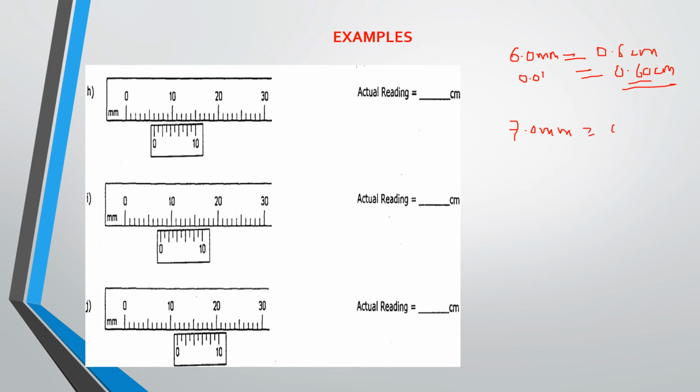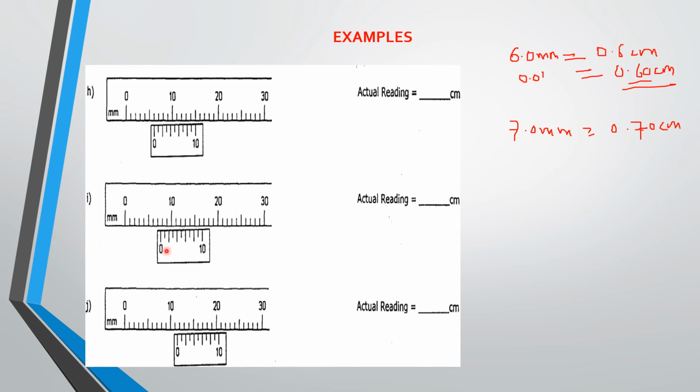So you have 0.7, 70. Let me wind out. Okay, 0.70 centimeters there. Then now you come to the Vernier scale.